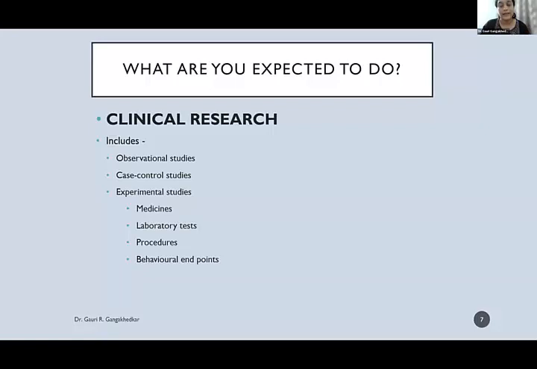Experimental studies are rarely done as thesis topics because we as teachers, or even the institute, find it a little cumbersome to actually design a randomized controlled trial which has laboratory tests and medicines and procedures or even behavioral endpoints, which I'll explain in a minute. But for a postgraduate resident, no matter how unreasonable your guides seem, they're all aware of how disoriented a PG resident could be to this whole thesis business.